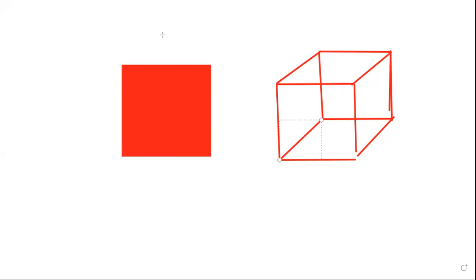So in this one, as I said, the first figure is a 2D figure and the second figure is a 3D figure. 2D means it has what? It has length and width. And 3D means it has length and width and height. So 2D means it has two dimensions, and 3D means it has three dimensions.